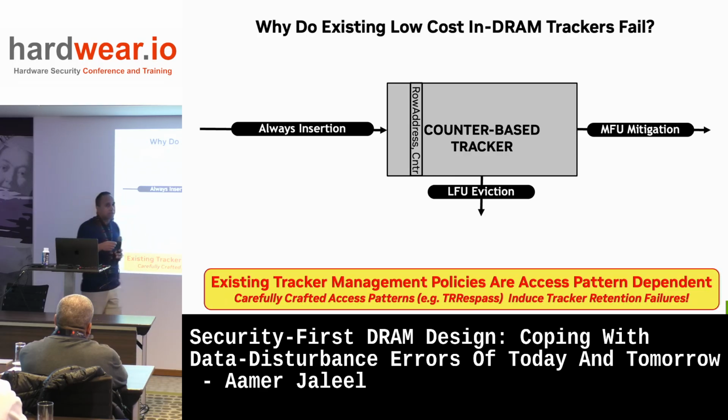The problem is that this was an ad hoc mechanism that vendors decided to use. They didn't even think about a principled approach. So this tracker is an access-dependent tracker, right? Carefully crafted patterns like Trespass or Blacksmith access patterns found out that, hey, if we can overwhelm this tracker with an access pattern that is much larger than the tracker size, we suddenly start causing addresses to be evicted, and you start seeing tracker retention failures.